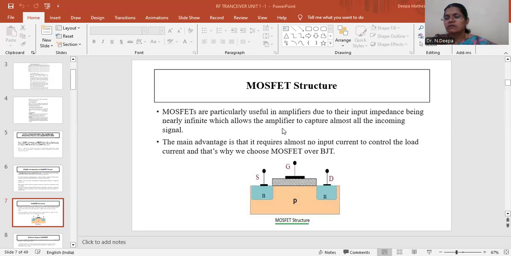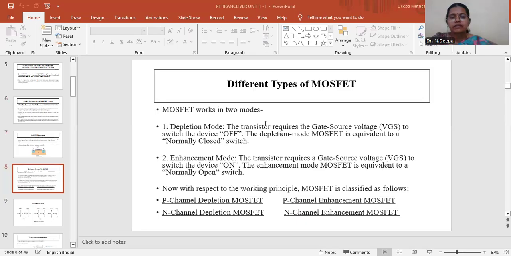There are 2 types of MOSFETs here, P channel and N channel. We can also classify them based on the working mode of the MOSFET. By working mode, there is an enhancement mode and a depletion mode. In enhancement mode we have 2 types, P channel and N channel, and in depletion mode also we can have P channel and N channel.